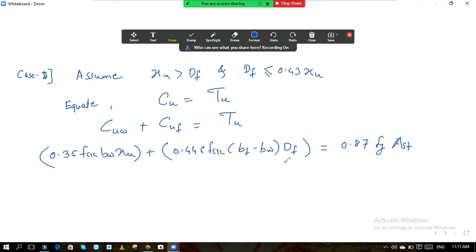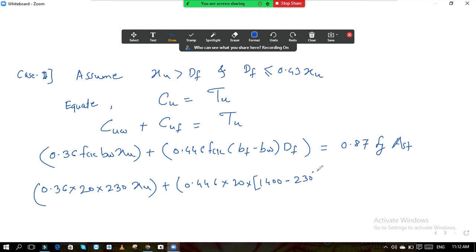Now just put the values so that you will get the value of XU. So here 0.36 into FCK is 20 into BW is 230 into XU as it is, plus 0.446 into FCK is 20, here it is in the bracket, into BF 1400 minus BW 230, into DF is 40. Okay, into DF is 40. 0.87 into FY 500, AST is 1256.64.